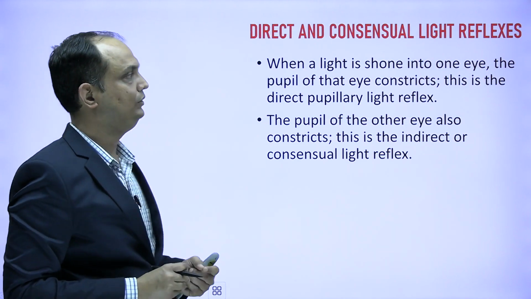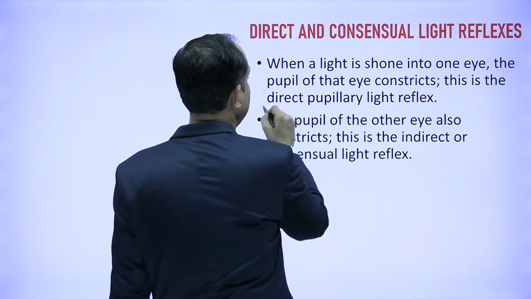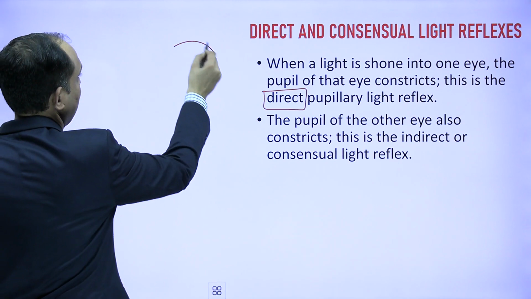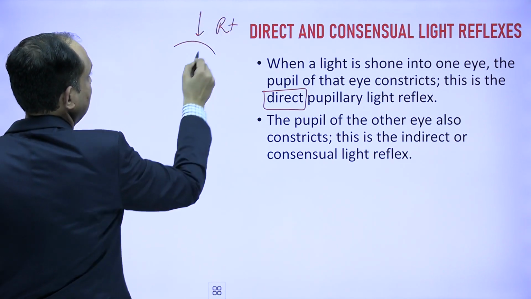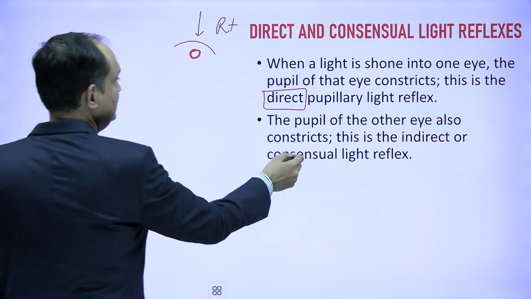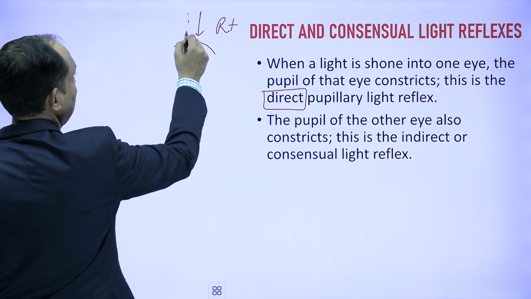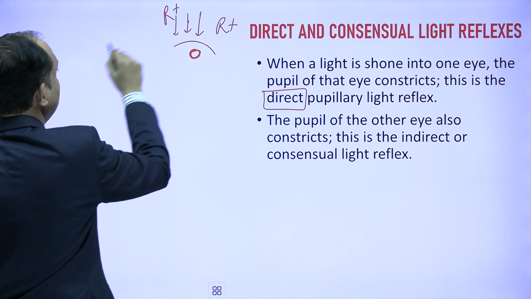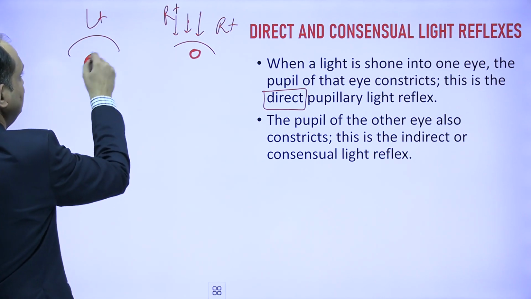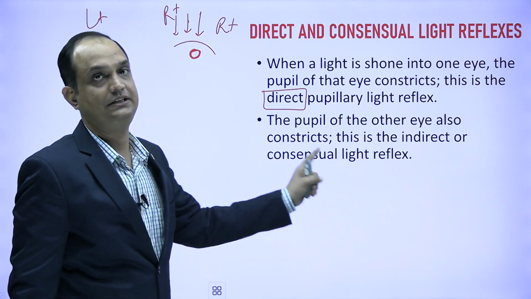When light is shone into one eye, the pupil of that eye constricts. This is the direct reflex. What does it mean? If I am shining the light into the right eye, the right pupil constricts. That is direct. But in the consensual or indirect light reflex, I shine the light on the right eye, but my left eye pupil shows miosis, or constriction. Then it is indirect. So the pupil of the other eye also constricting is indirect.